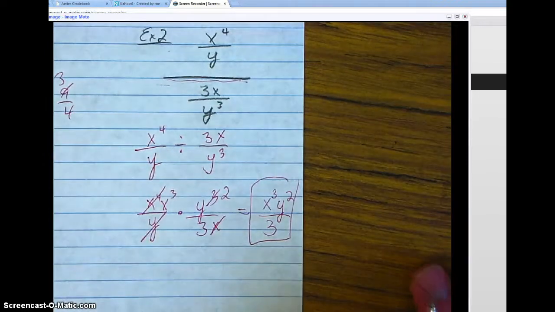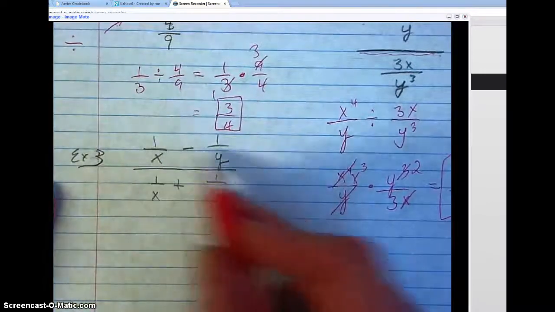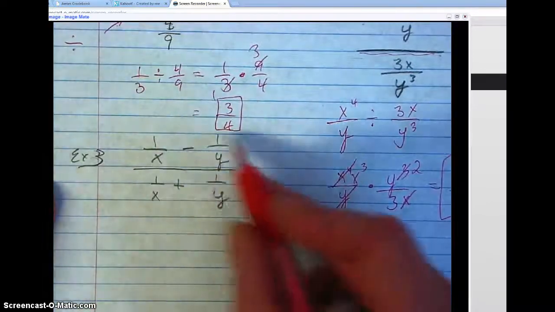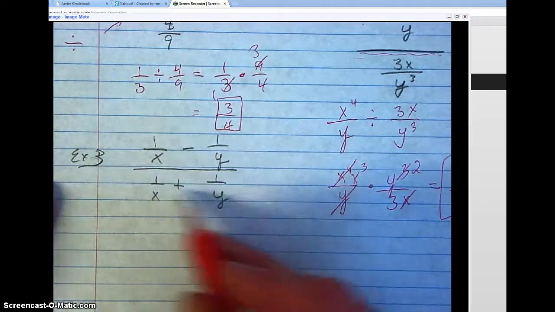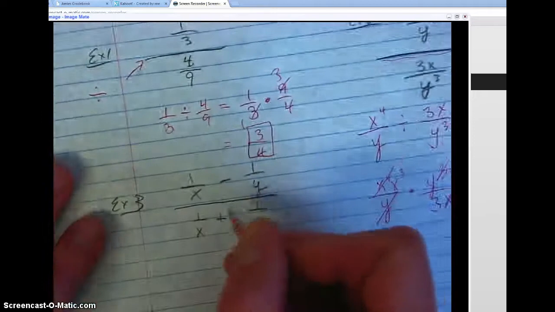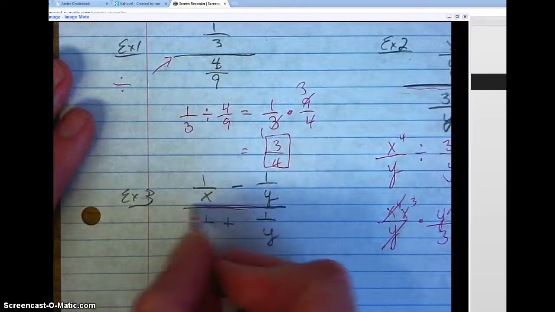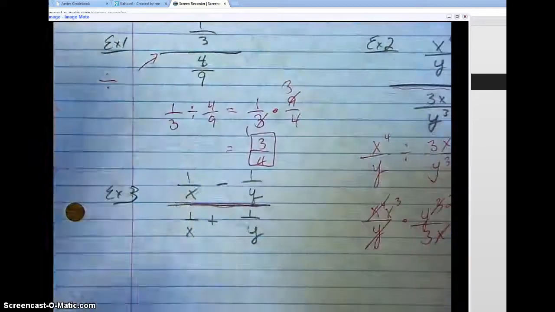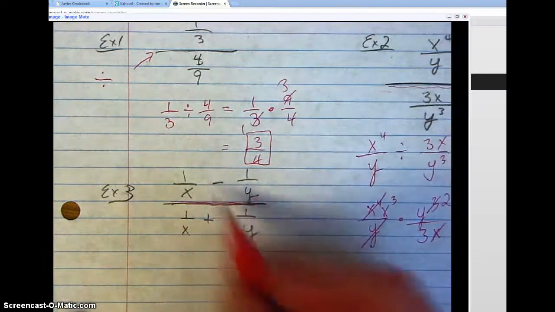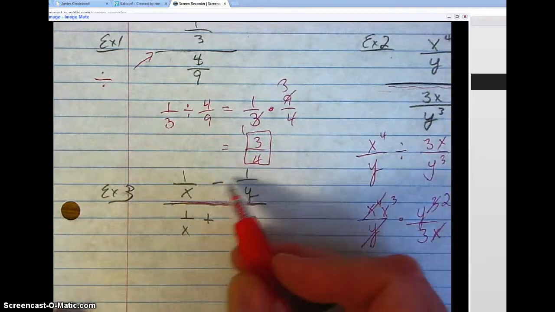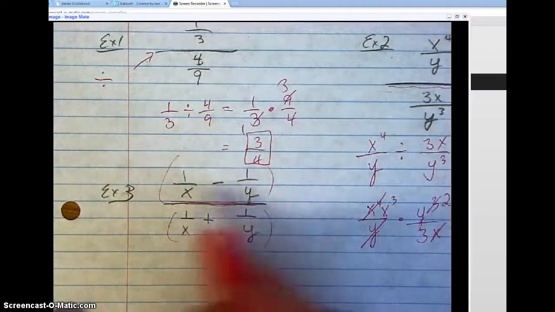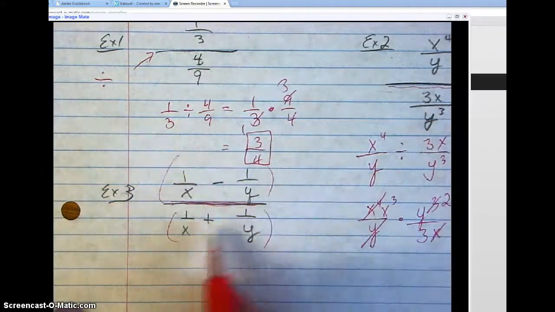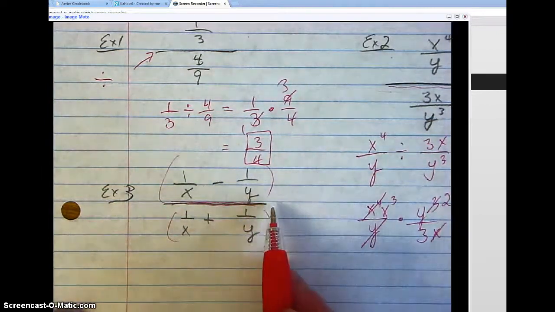Now let's do one that has a little more work to it. Example 3. Now you can think of this as a subtraction problem divided by an addition problem. Well, a fraction bar is really a grouping symbol. So you have to add or subtract these fractions before you can divide them. So it's like this, kind of like a giant set of parentheses. You've got to subtract these first and add these first before you can divide the results.